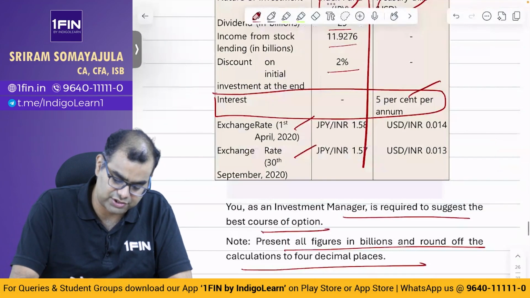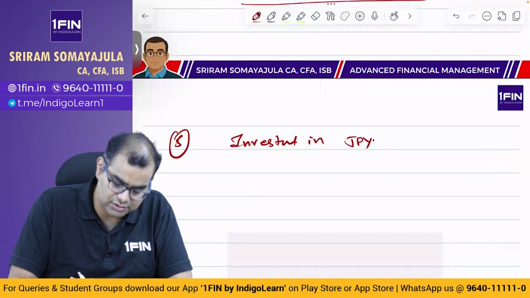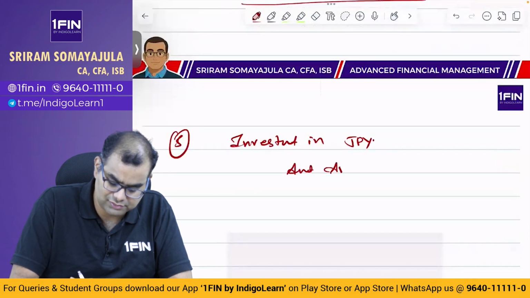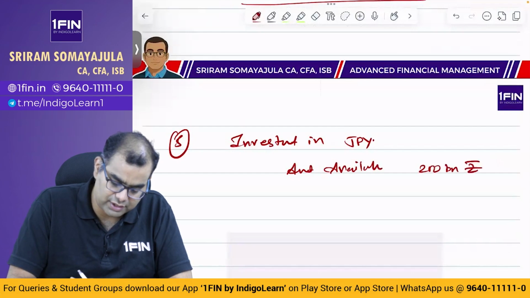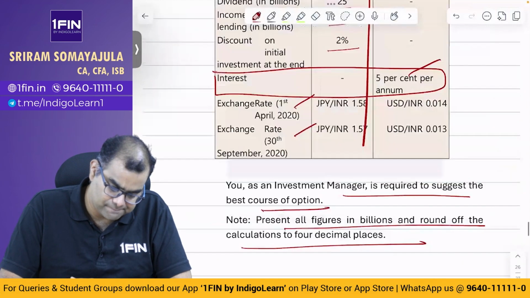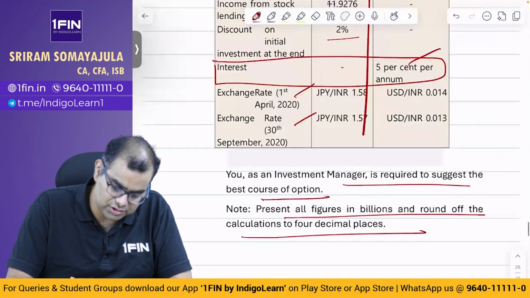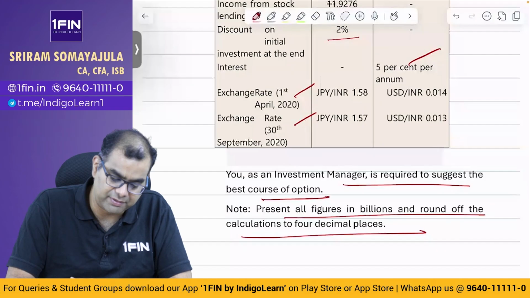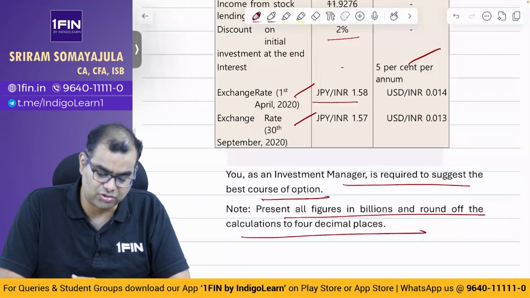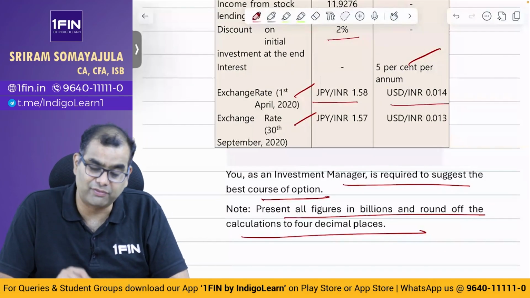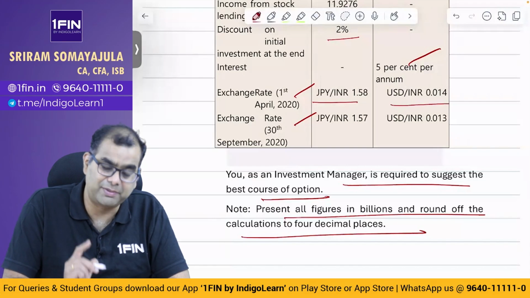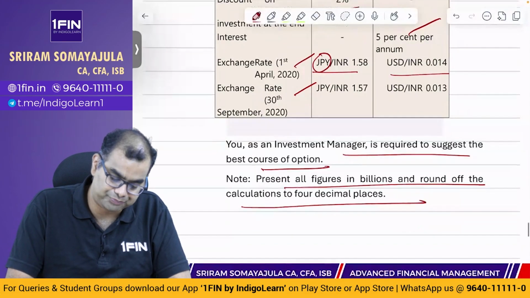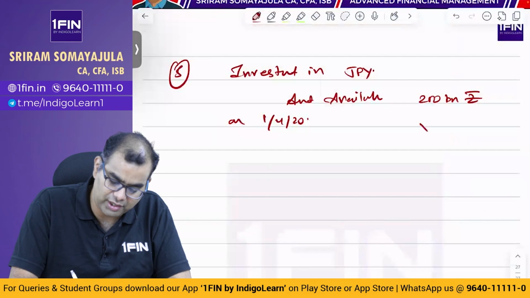Okay, how much is it? 400 billion, half of which. So amount available 200 billion rupees on 1/4/20. Okay, and exchange rate. I put this red line here, 1.58. JPY INR 1.58. What does it mean? See here also USD INR 0.014. That is number of USD per INR. Here also number of JPY per 1 INR. So 1.58 JPY per 1 INR.